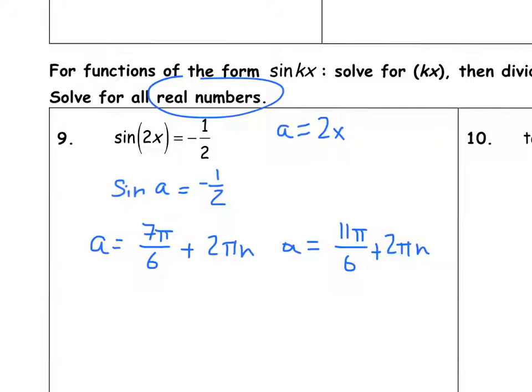Now what do we do? Well, we already know what a is. It's 2x. So I'm going to substitute that back in. Erase this, put a 2x. Erase and replace. So how do I get x by itself?